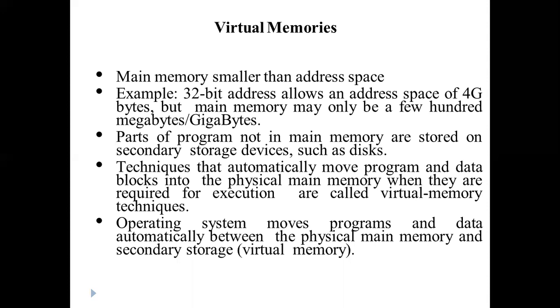Here the main memory is smaller than the address space. For example, if the address bits of the processor are 32, how much space can we address? We can address up to 4 GB of space. But main memory may be only a few hundred megabytes. That is the example from earlier times when RAM was only megabytes. But nowadays we can work with gigabytes of RAM.